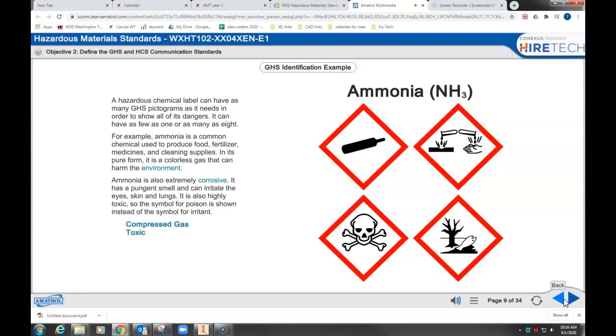Compressed gas. Toxic. Corrosive. Environmental hazard.